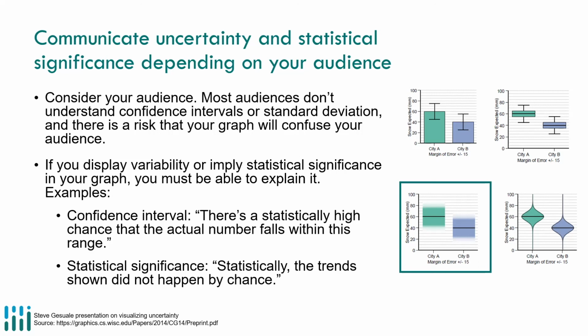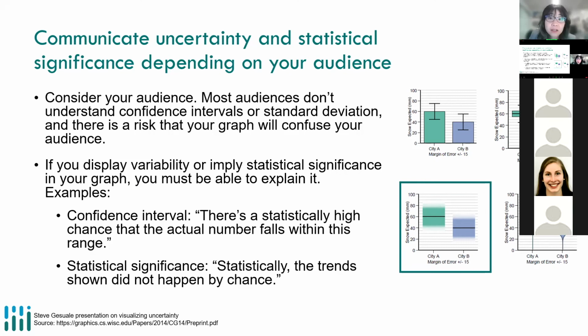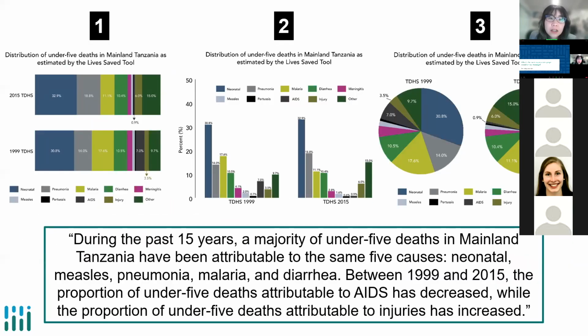If you must display confidence intervals and show statistical significance, you must be able to explain it. And so here are tips on how you might be able to explain it to an audience where data literacy might be variable. So there's a statistically high chance that the actual number falls within this range, or this did not happen by chance. So finally, I'm going to let us revisit the examples from the beginning.